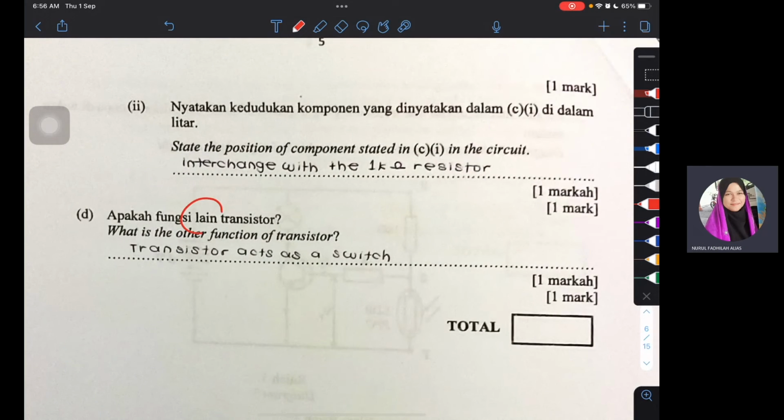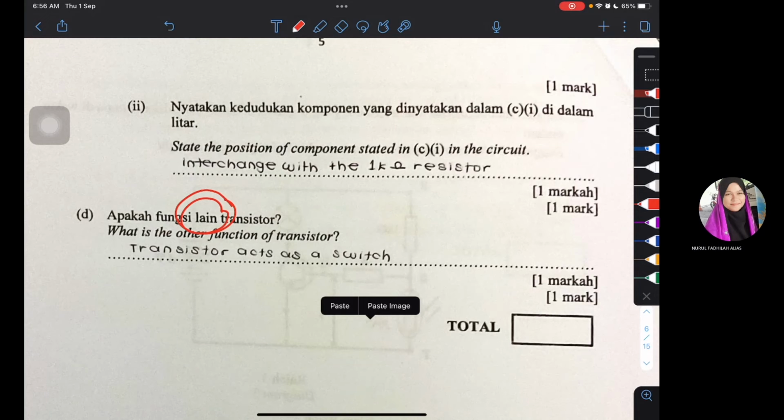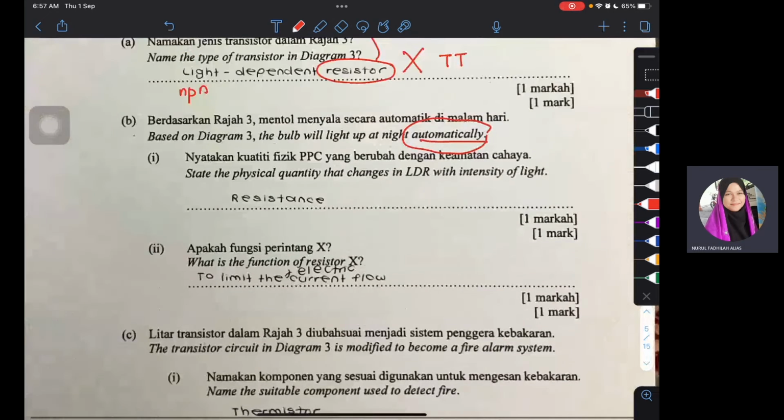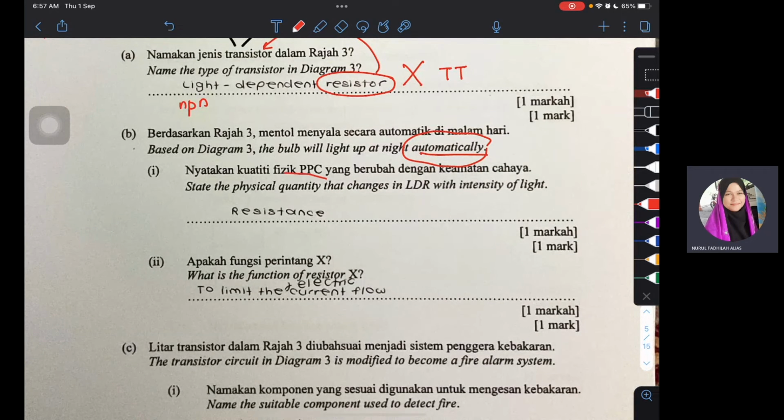Apa fungsi lain? Sekarang tentang switch, automatic switch. Dia nak yang lain daripada yang sekarang. So, jawapan dia amplifier. Okay, current amplifier. Bukan sound amplifier. Okay, another sad story. Okay, ni dia kata state physical quantity. Baguslah. Okay, physical quantity adalah quantity-quantity yang boleh diukur. So, physical quantity that changes in LDR. So resistance is the answer.